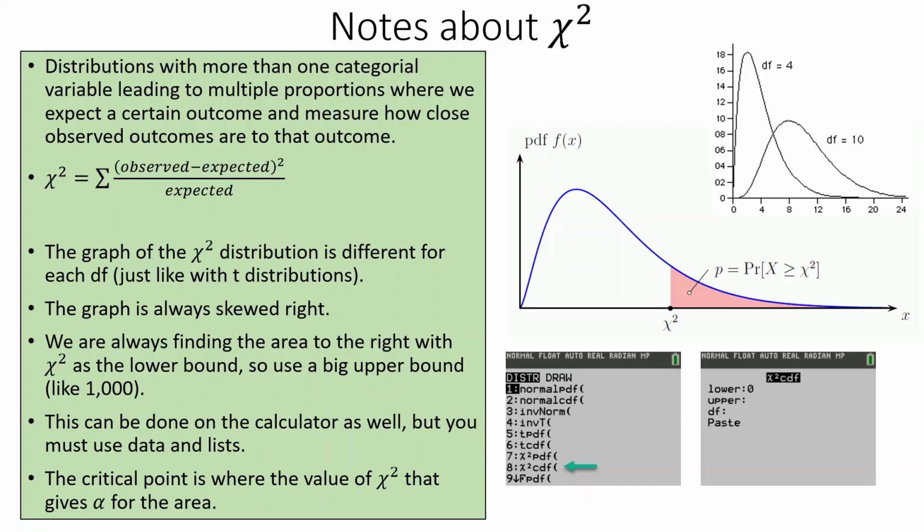Well, it's like another hypothesis test. So it's another kind of way to do a hypothesis test. There will be a null hypothesis, an alternative hypothesis, that sort of stuff. And the distribution, though, is not going to be normal. We'll have one categorical variable, or later on we might have two categorical variables, leading to multiple proportions. So it's like a two proportion test, but with sometimes 3 or 4 or 5 or however many proportions we want, where we expect certain outcomes and measure how close to the observed outcomes these certain outcomes are.